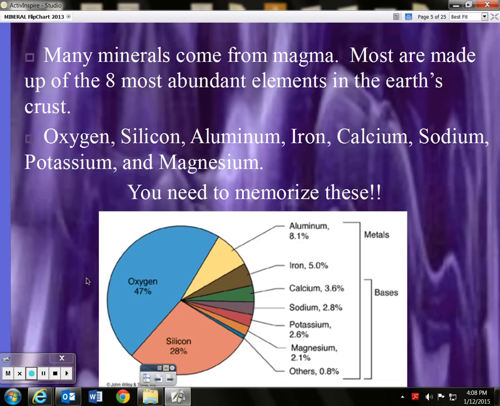Minerals come from magma primarily. Most are made up of the 8 most abundant elements in the Earth's crust, which you also need to memorize. So you can either copy the pie chart down here, or you can just write out the names of these abundant elements. Oxygen, silicon, aluminum, iron, calcium, sodium, potassium, and magnesium.